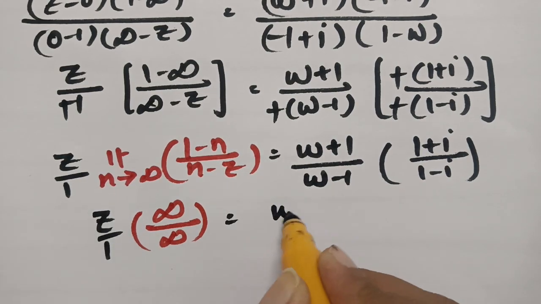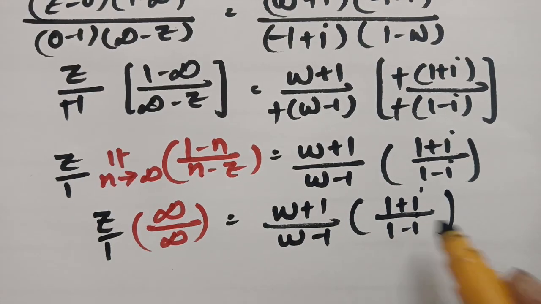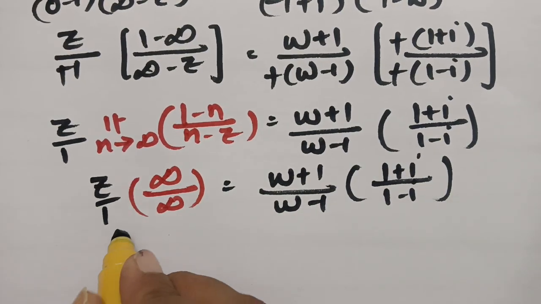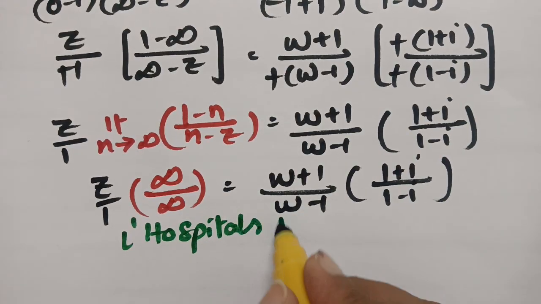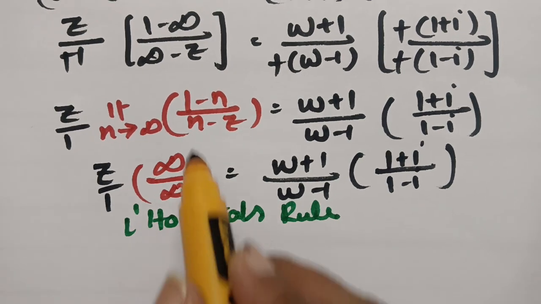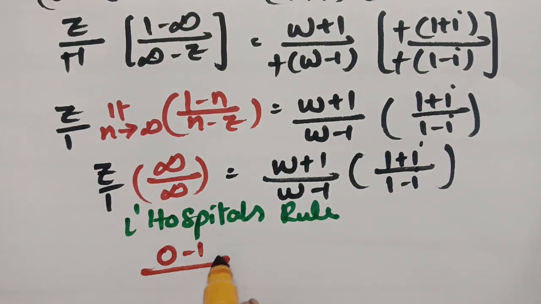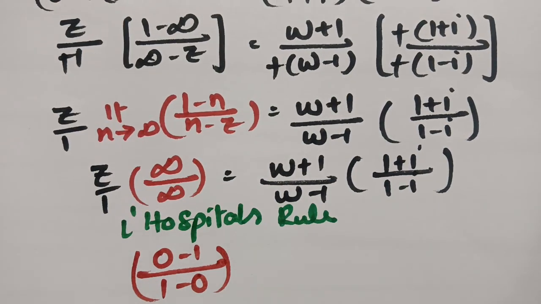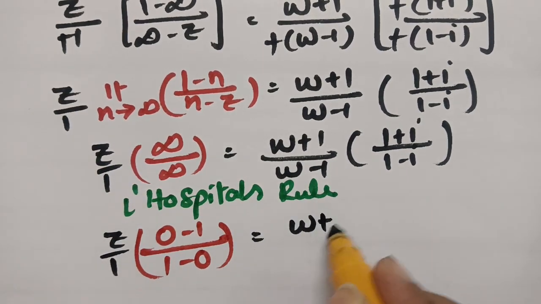Now I am going to apply L'Hospital's rule. If it is infinity by infinity, I am going to apply L'Hospital's rule. I have to take the derivative with respect to n. So with respect to n, 1 will be 0, and with respect to n, this is 1, and next with respect to n, this is 1, and the rest will be 0. Clear?